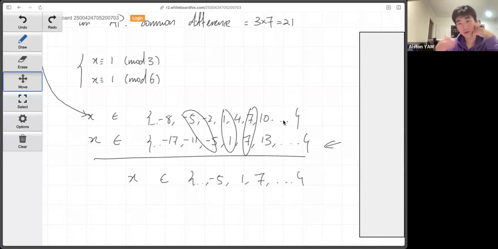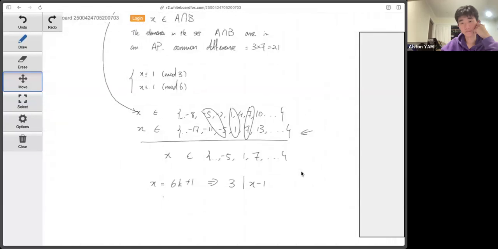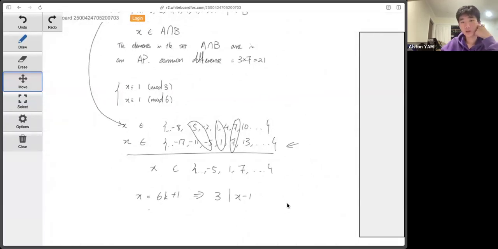Why is that, right? Because if we imagine something like x is equal to 6k plus 1, then you already know that 3 must divide x minus 1, right? Because obviously 6 is a multiple of 3, and that's why.